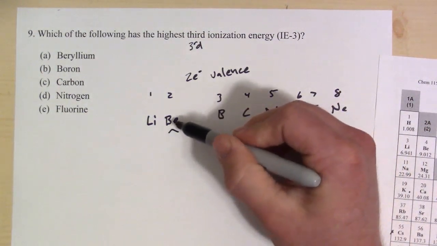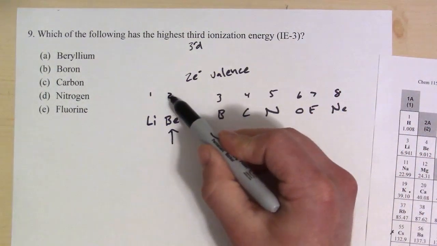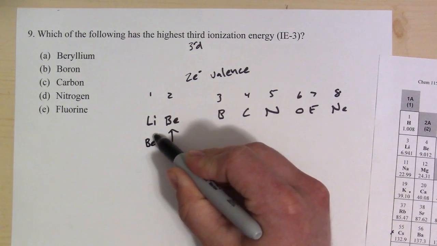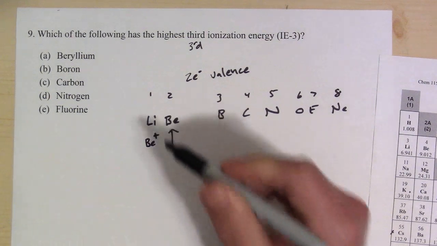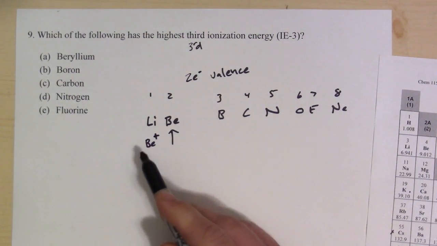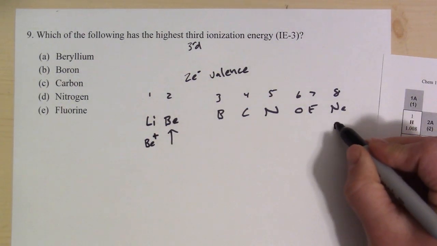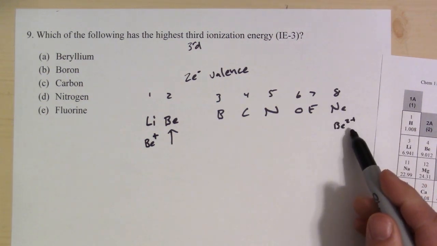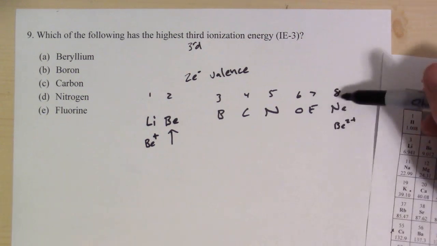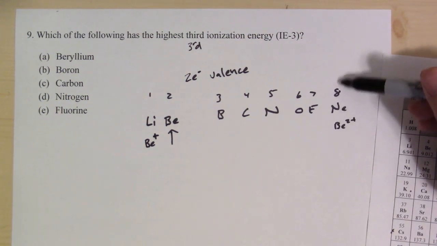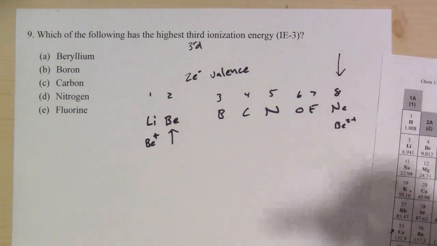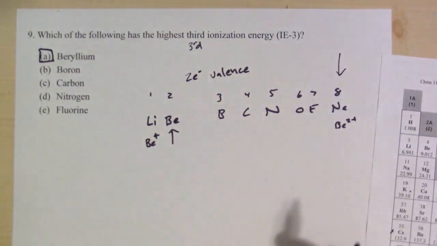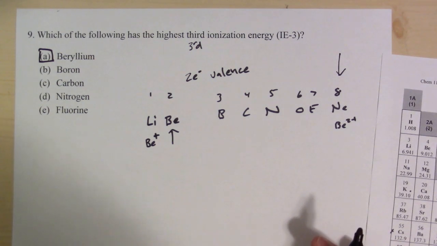So that is going to be beryllium. When you take away 1 electron, you get beryllium 1 plus. When you take away a second electron, you get beryllium 2 plus. Then when you try to take away that third electron, you're breaking the closed shell configuration, which is what you have in this noble gas row. So beryllium is the answer here. It has the highest third ionization energy.